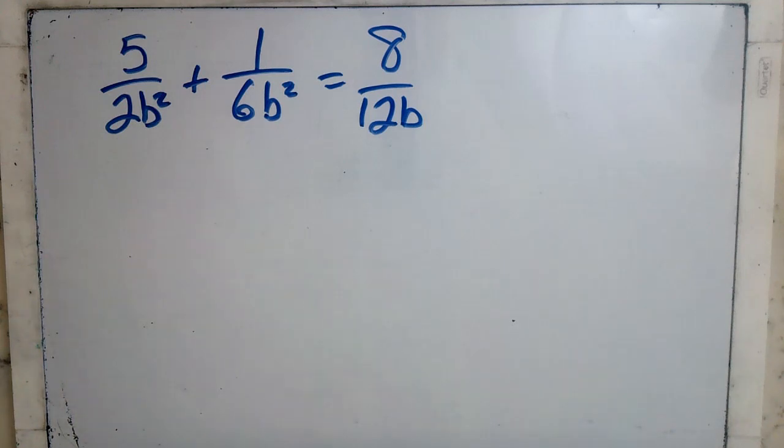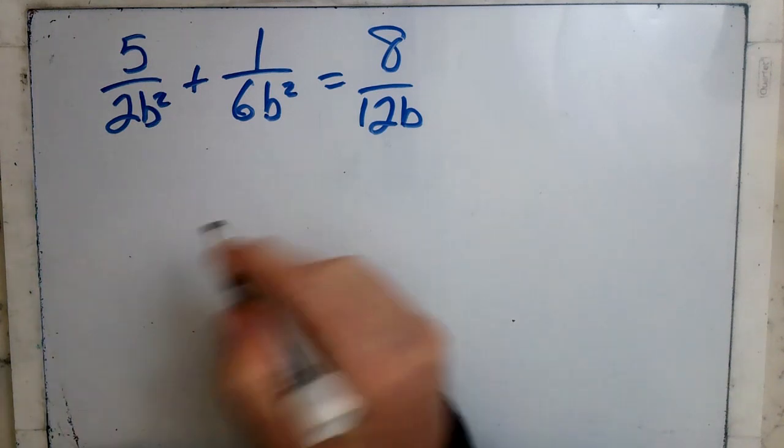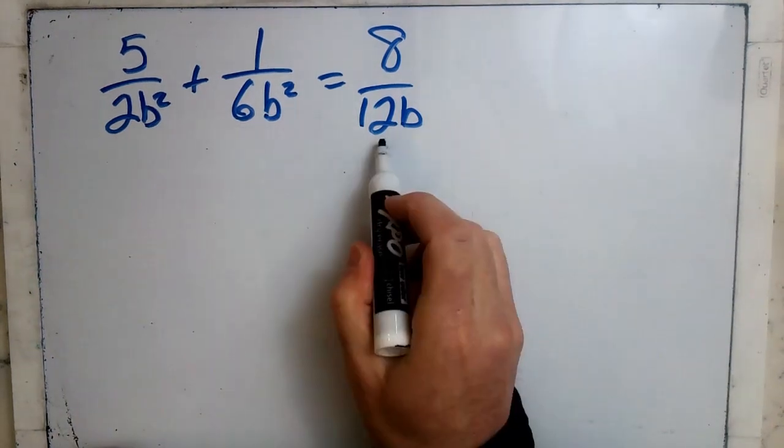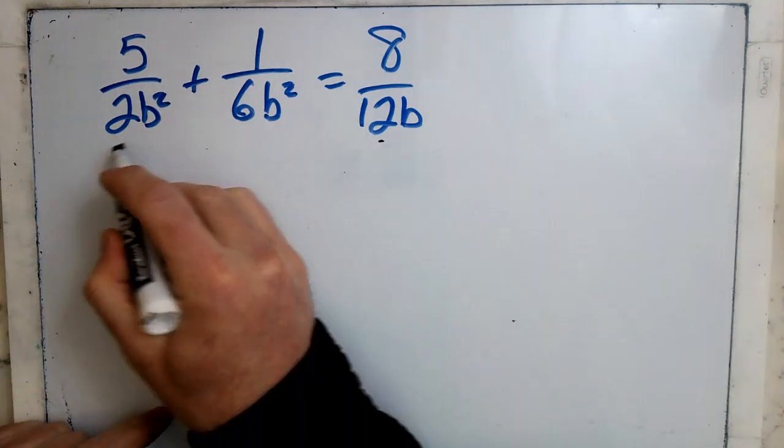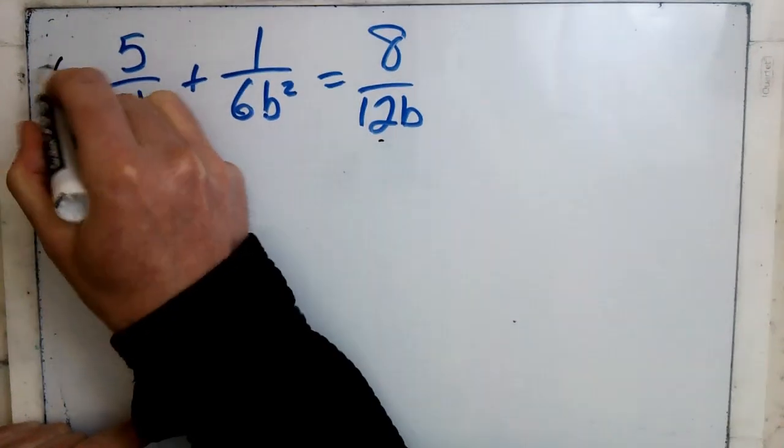Okay, I want you to pause the video, see how far you can get on this one on your own. Find the lowest common denominator, then get rid of the denominators, then solve the problem. Okay, so 2, 6, and 12. Right away I see that 2 and 6 both go into 12. So I'm going to multiply by 6.